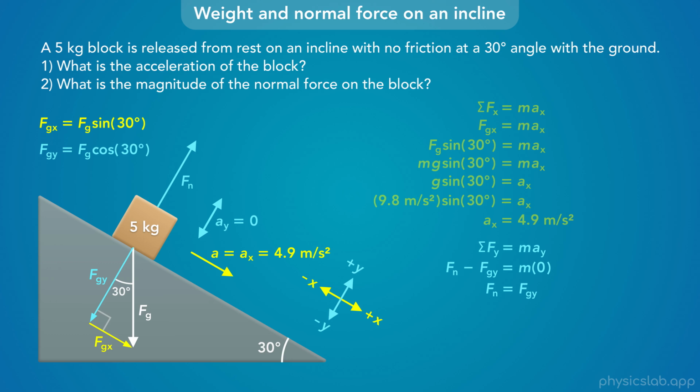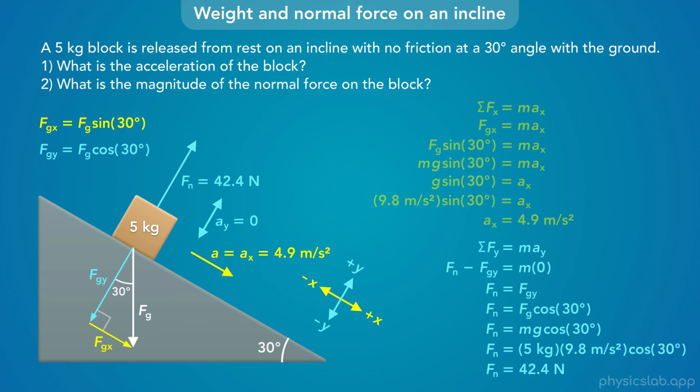This means that the normal force is equal in magnitude to the y component of the weight force, since there are no other forces in the y direction. We can replace Fgy with Fg cosine of 30 degrees, and we can replace Fg with m times g. If we plug in 5 kilograms for the mass and 9.8 meters per second squared for g, we get 42.4 newtons for the normal force.